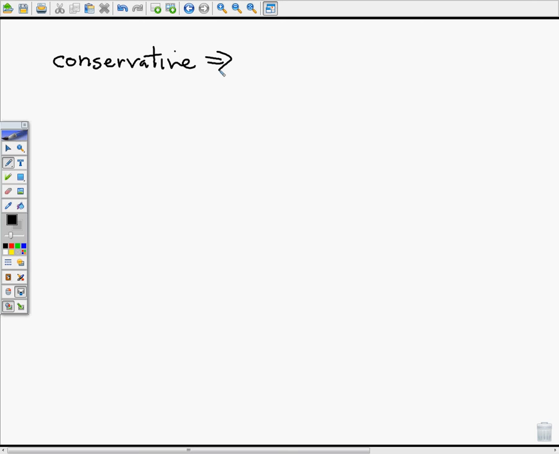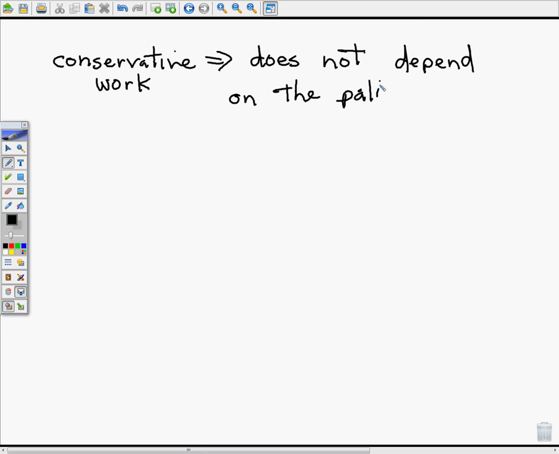But what we need to do now is just define what conservative work is. Conservative work is independent of the path taken between the start point and the end point. No matter which way you travel between the start point and the end point, the work done by that particular force will give you the same value. So conservative work does not depend on the path taken.